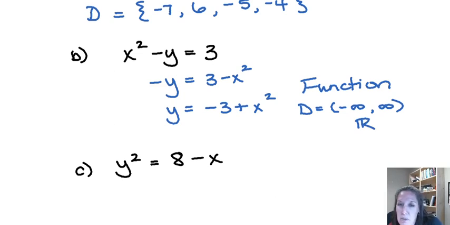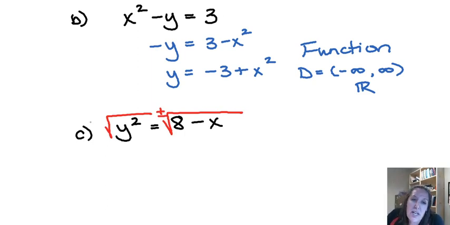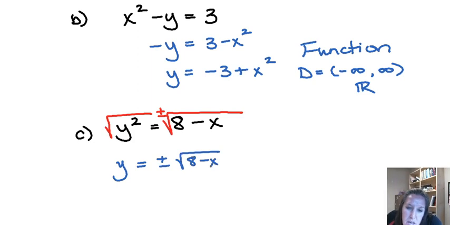All right, our next example, we've got y squared equals 8 minus x. We need to solve that for y. In order to get that y by itself, we need to take the square root of both sides. Remember, when we introduce that square root, we've got to put a plus or minus on it, because y can be either positive or negative in this case. So we get y equals plus or minus the square root of 8 minus x.